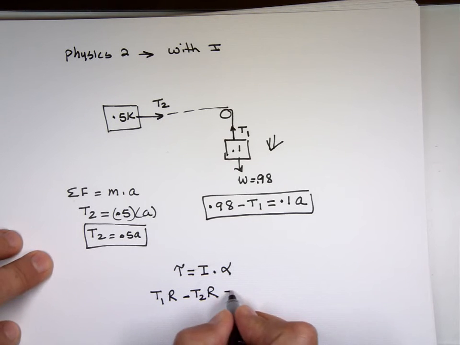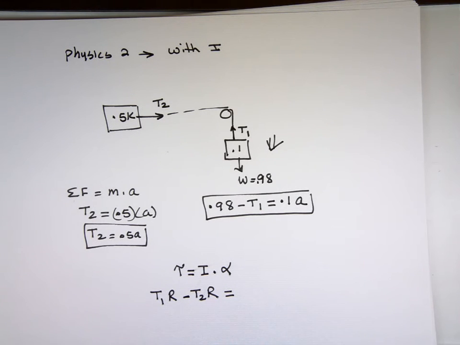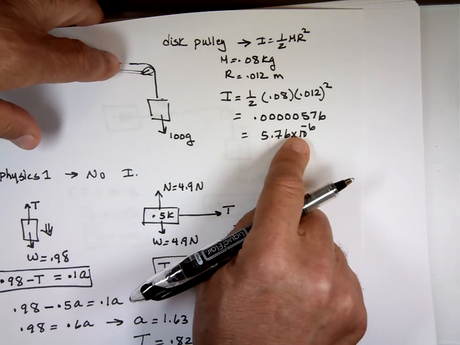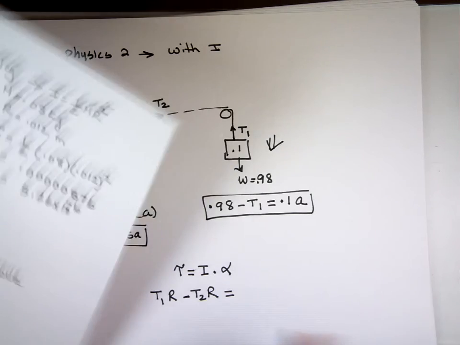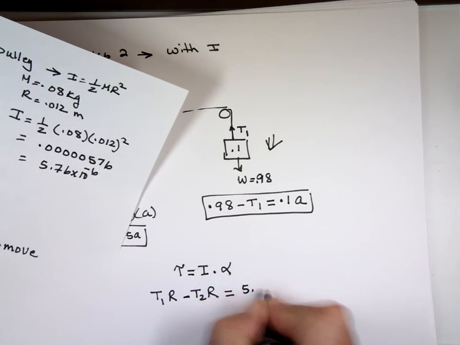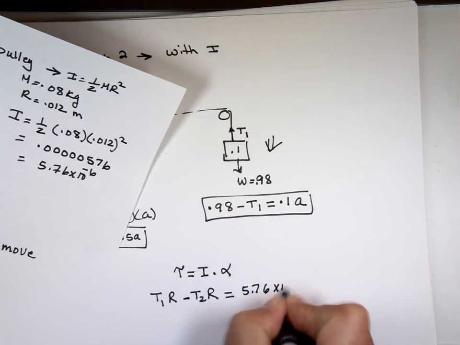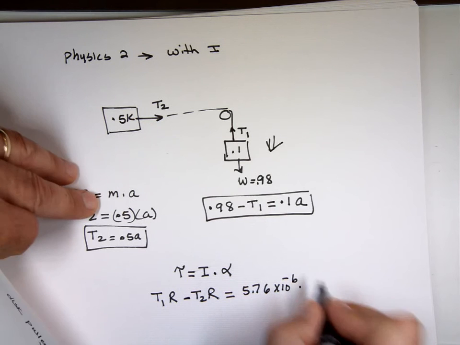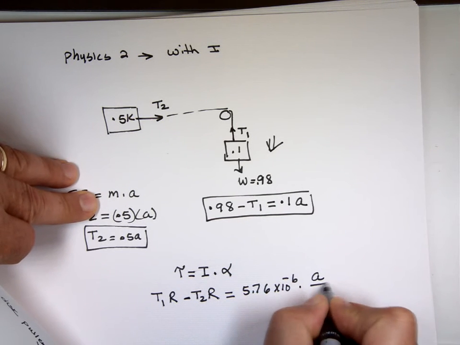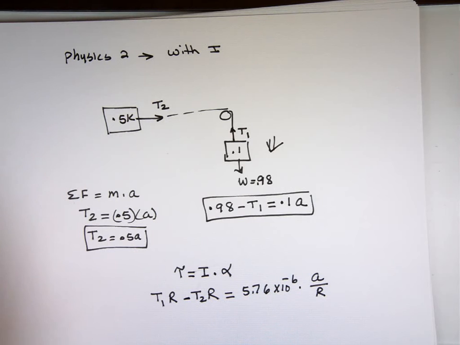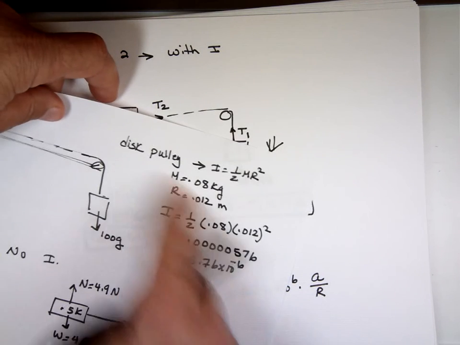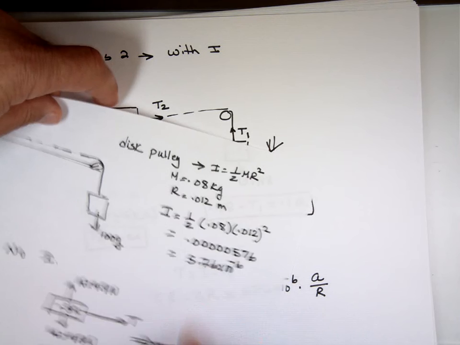Inertia, I calculated the inertia 2 minutes ago, right? What was the inertia here? A small number. We did calculate that: 5.76 times 10 to the negative 6, times alpha. I don't want to use alpha, I'm going to use A. Well, alpha is what? A over R. That's what alpha is. And what was my R for the pulley? 0.012? Plug it in.